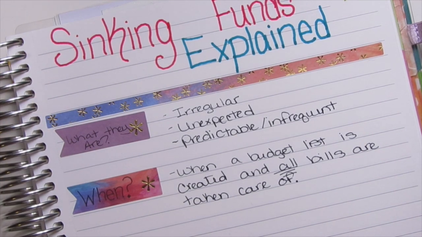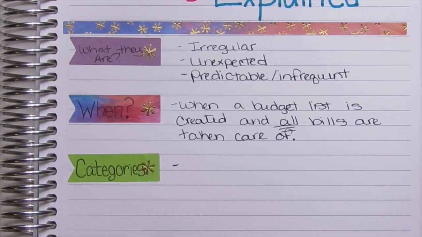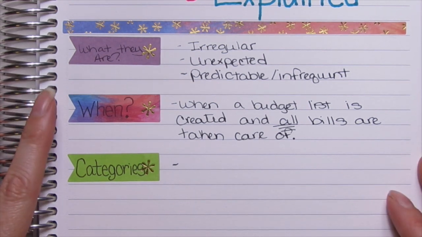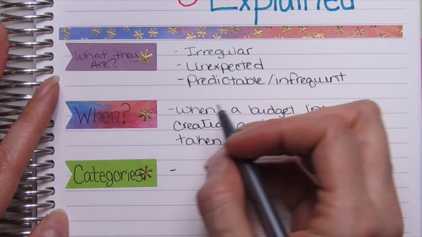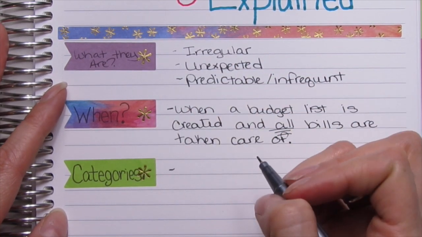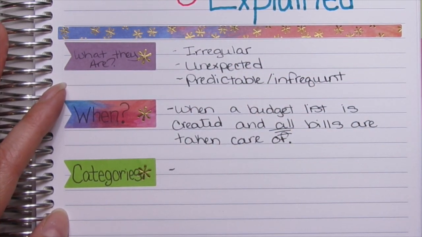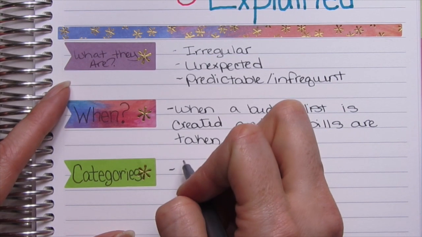So the next one would be categories. A lot of people ask, what kind of categories do you need for sinking funds? And this one really is completely up to you and your own personal preference, and what things in your life may be important, you know, for your own individual style. So I would kind of put this into two different categories.